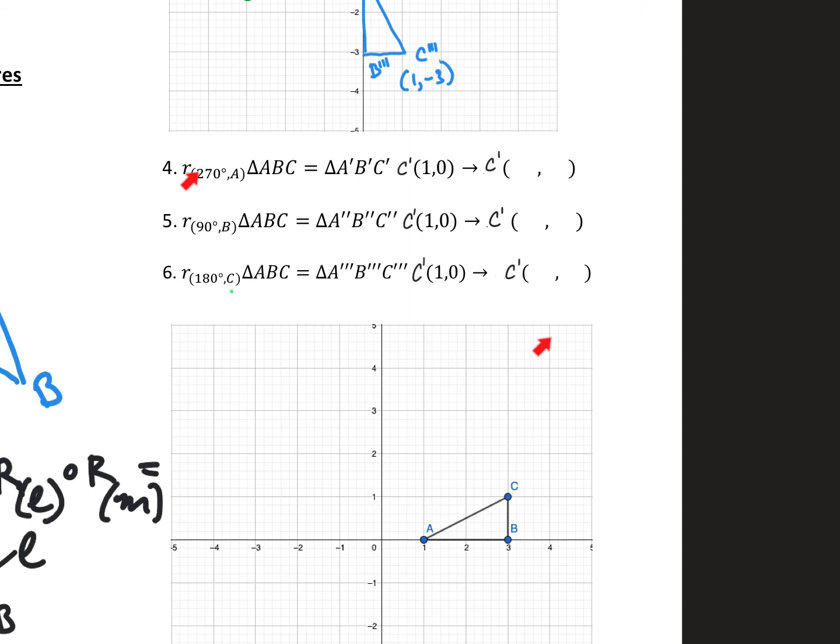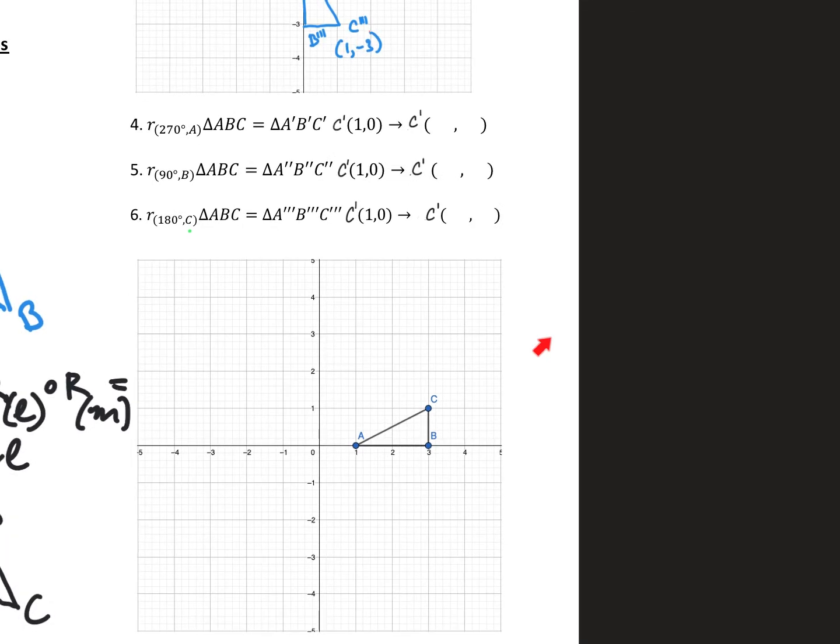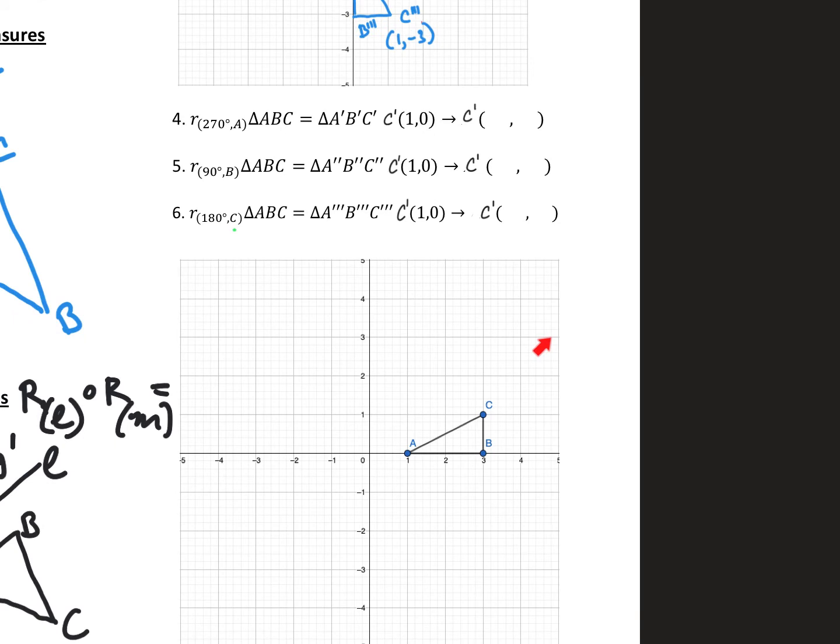Okay, now we're going to rotate around a point other than the origin. For this notation here we're doing a rotation of 270 degrees about A, right? So we have to look in our picture, find A, that's what we're going to rotate around. If I'm rotating around A, point A and A prime are going to be in the same spot. All right, so here's my A prime.